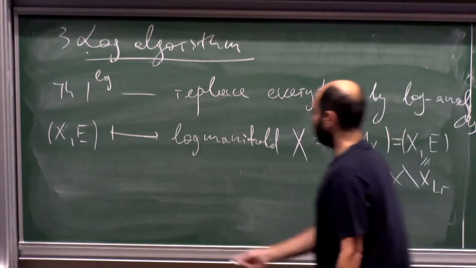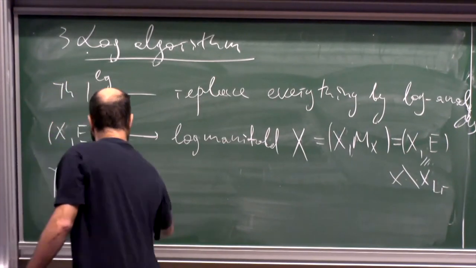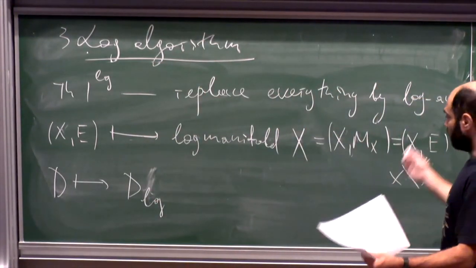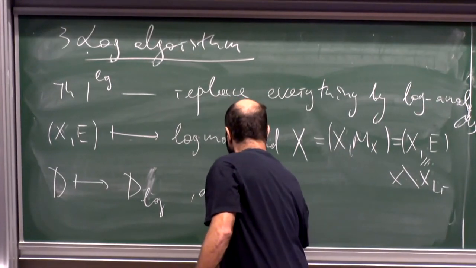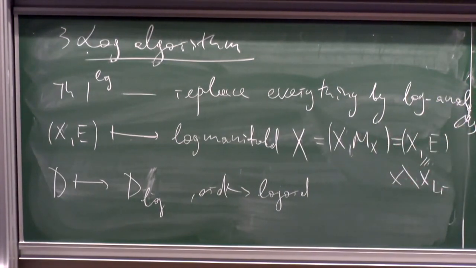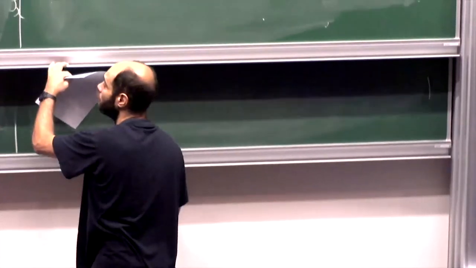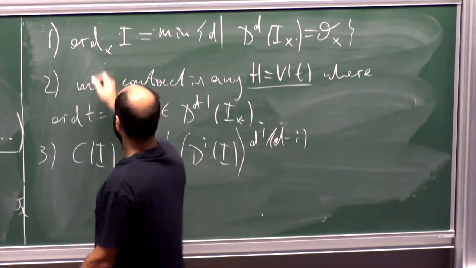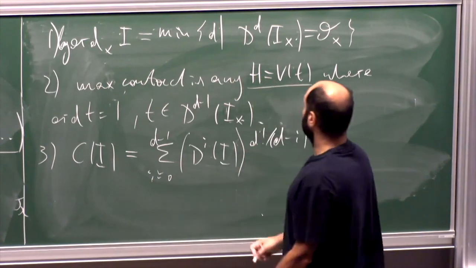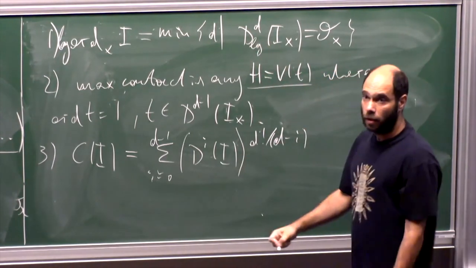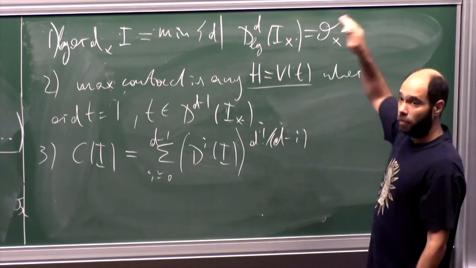Good. In addition, replace D by logarithmic derivations, by D log, and replace order by log order, and so on. So just put log everywhere you can. Let me start with such a procedure. The log order of I on a log manifold is just the minimal d so that the logarithmic derivations of the stock of I become trivial.